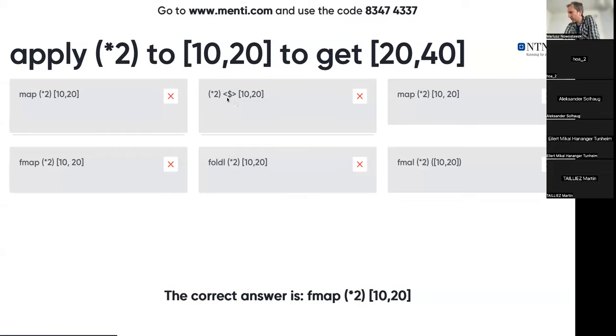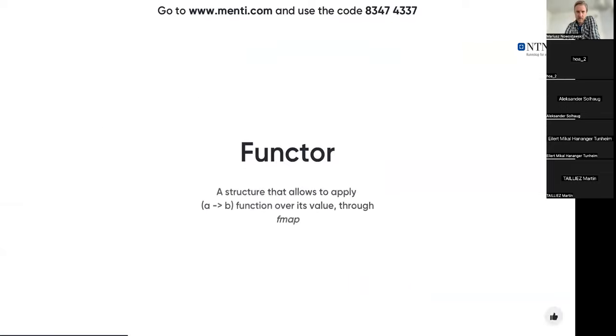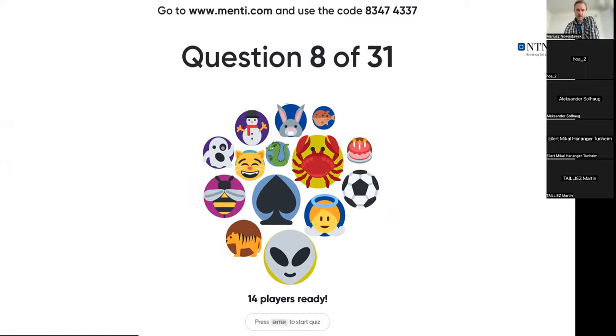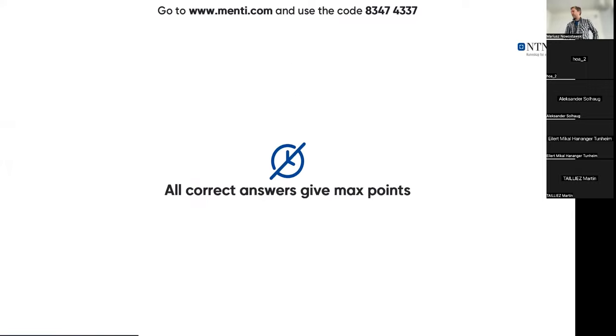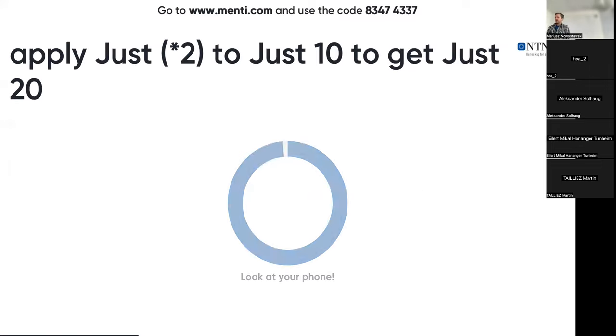So this one is also correct. So this is what functors are. A functor is the ability to apply a function over a value within a structure, right? We do that using fmap. So perfect. Now one step up. We have a function inside the structure.